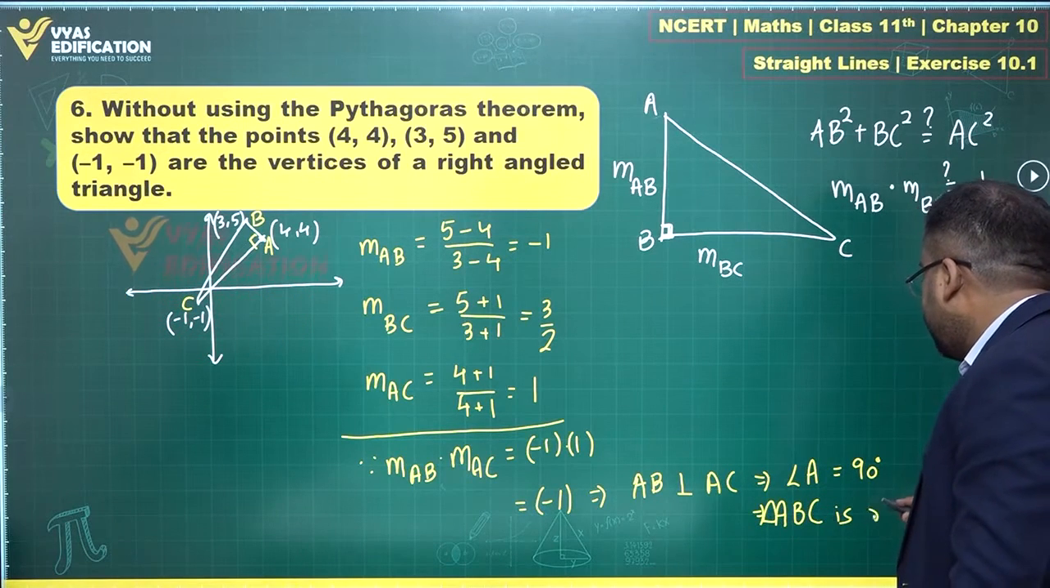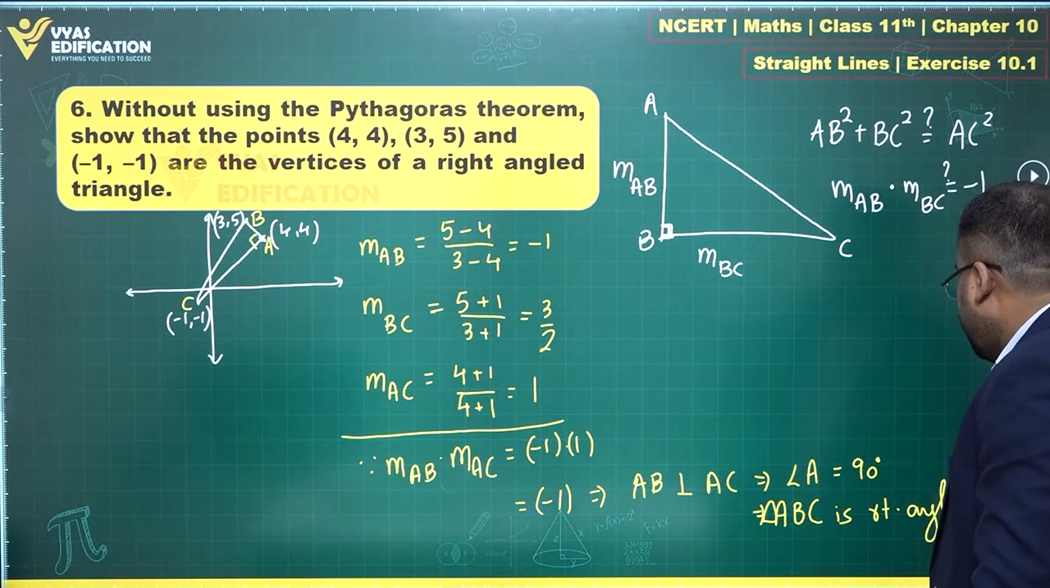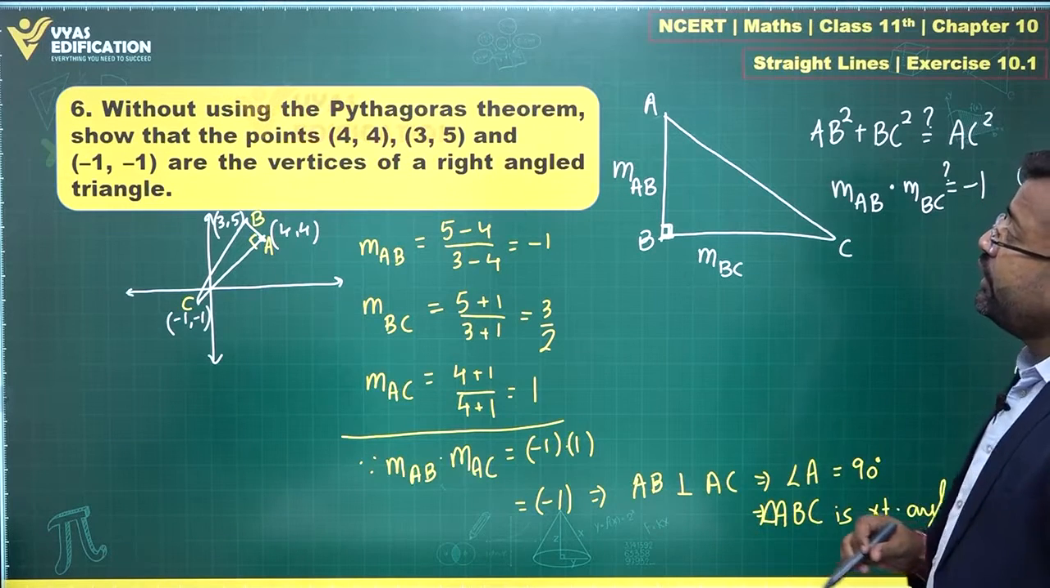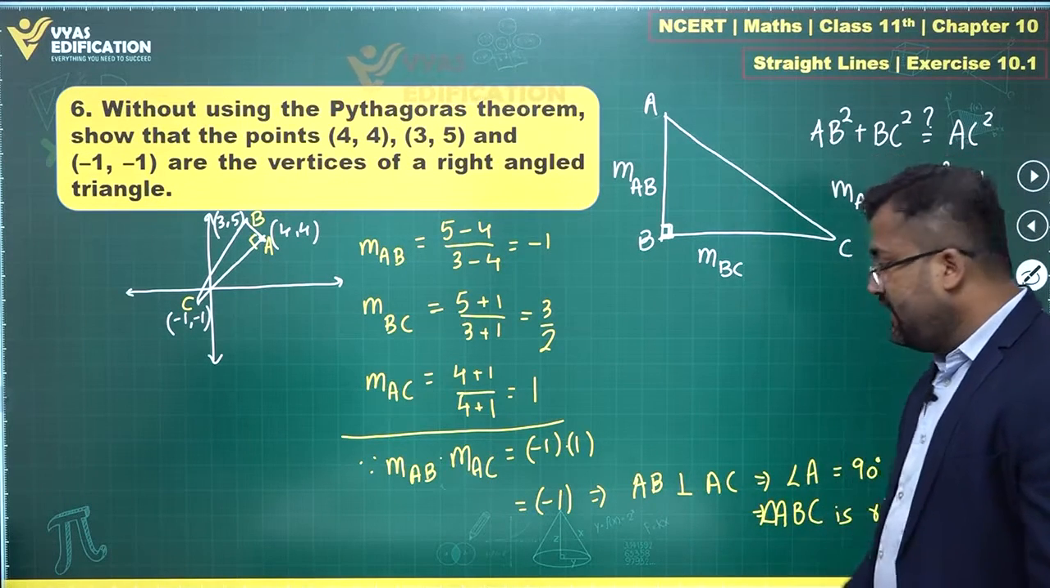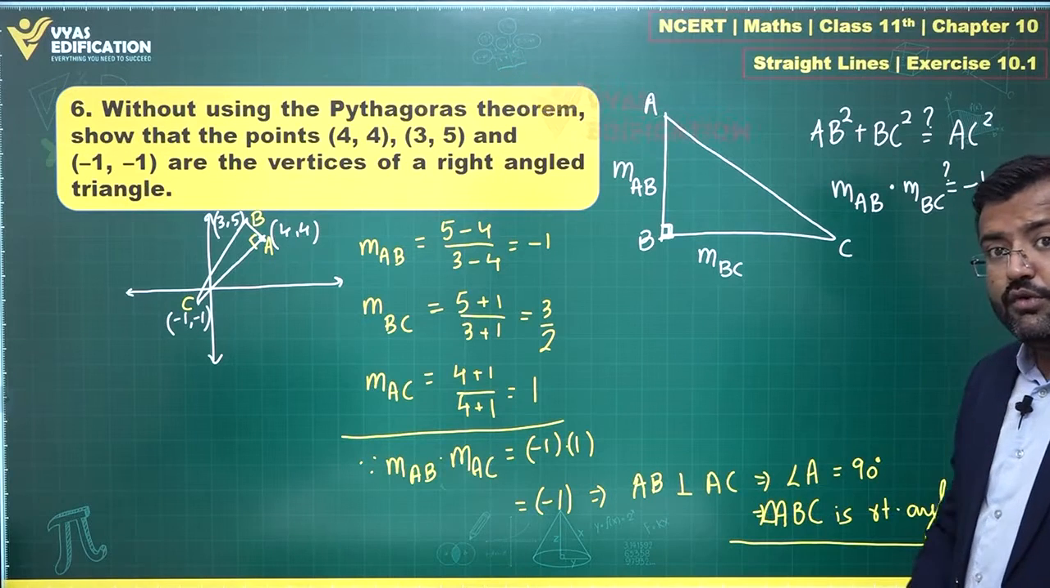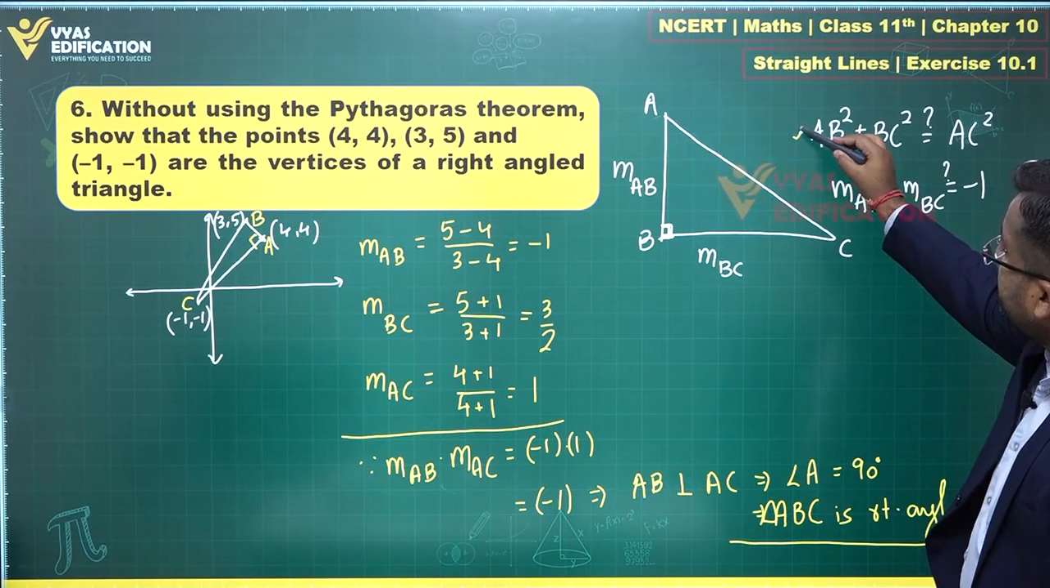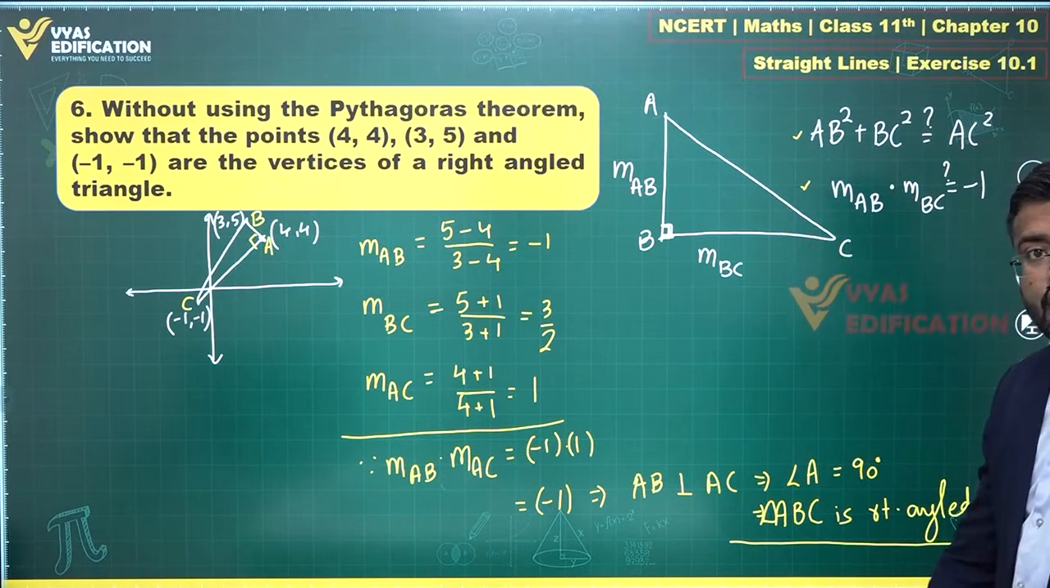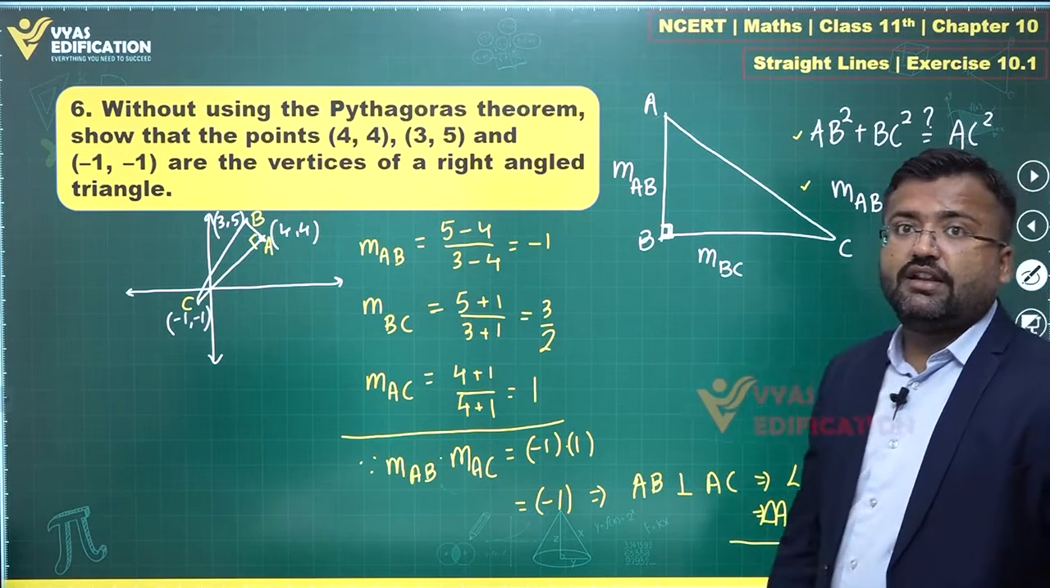triangle ABC is a right angled triangle. That's what you wanted to prove: are the vertices of a right angled triangle? That's the complete proof of this one. So instead of using the distance formula, we have used concepts of slope in this question. That's the 6th question for you.